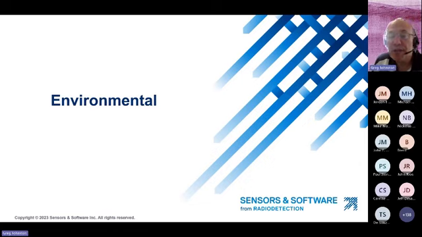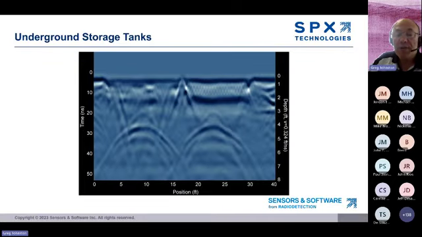Let's have a brief look at environmental applications. One environmental application of GPR is detecting USTs, or underground storage tanks. Here's a great example of a GPR cross-section across 2 tanks. If you look at it closely, you can even see the edges of the pit that was dug to bury the tanks. Plus, you can see other reflectors in and around the tanks.